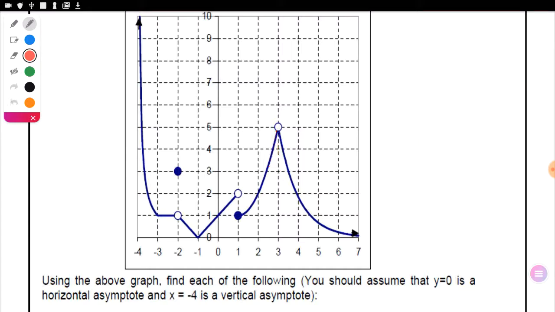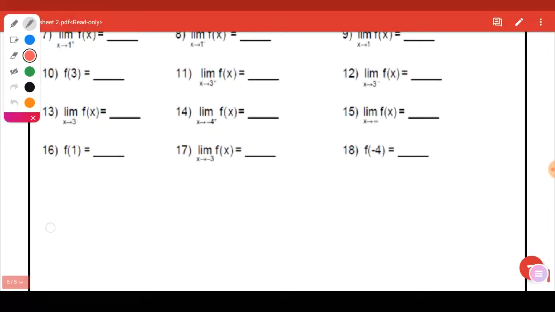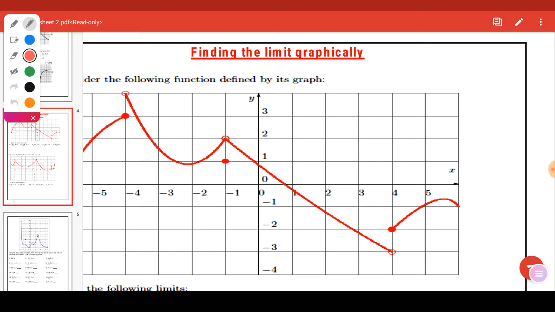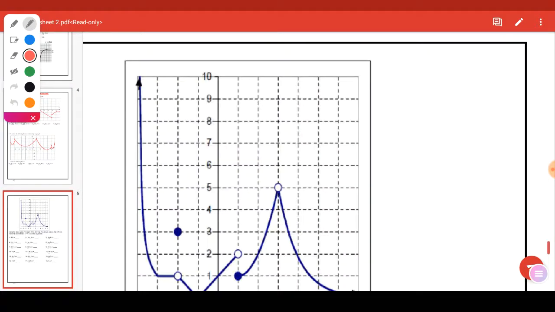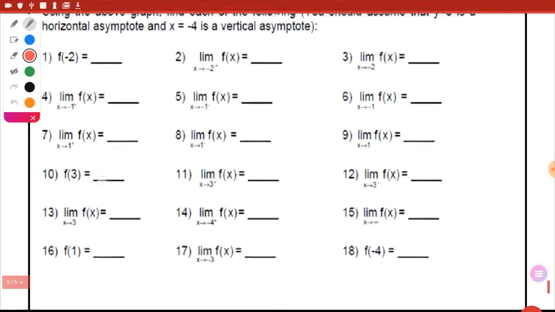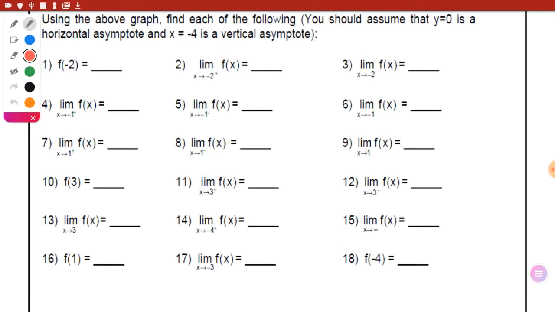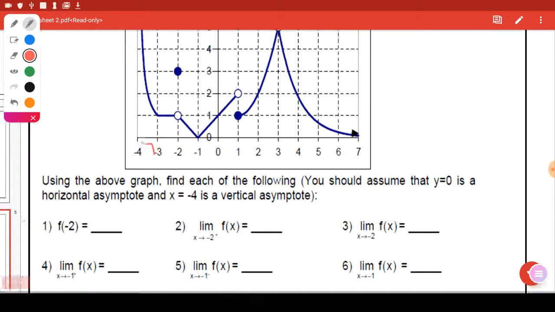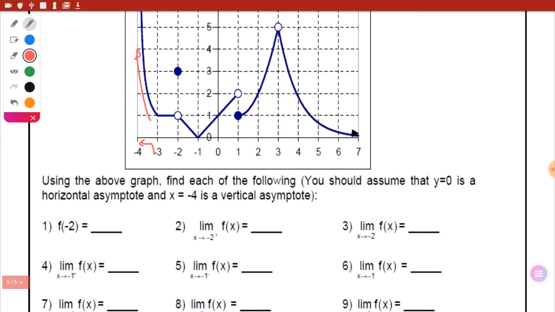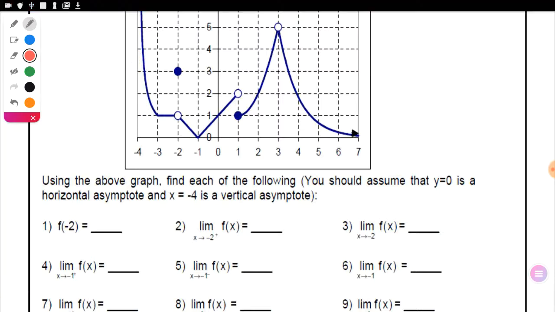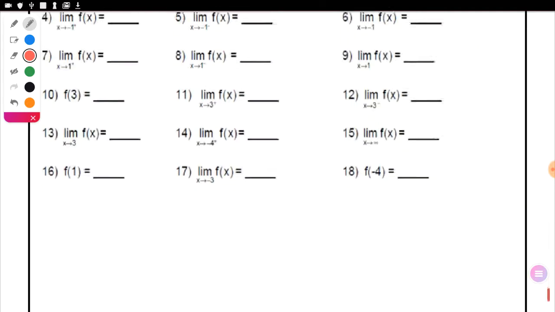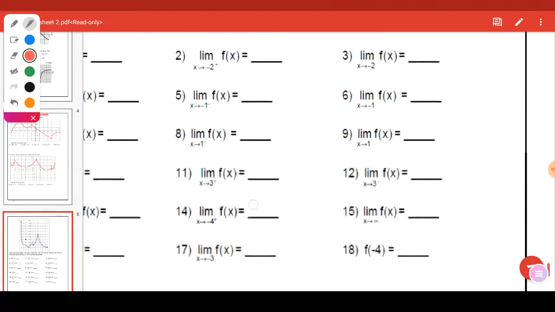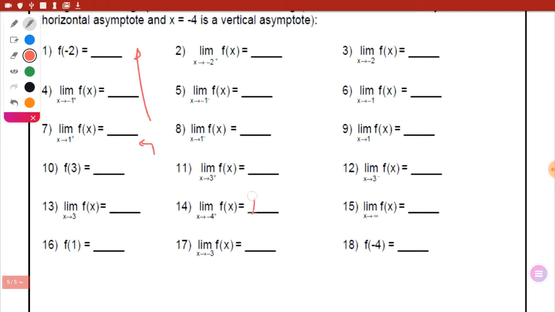Here, look with me, what are the other questions? I'd like to find the limit of f of x when x approaches negative 4 from right. Look with me. Negative 4 from right. F of x goes to infinity. It means does not exist. I will write here: does not exist. Clear?